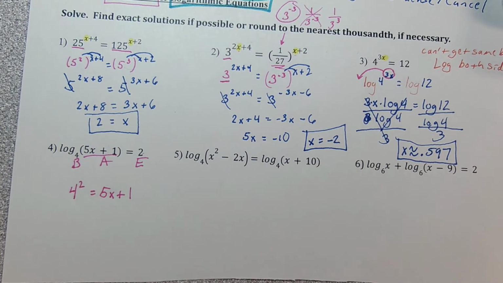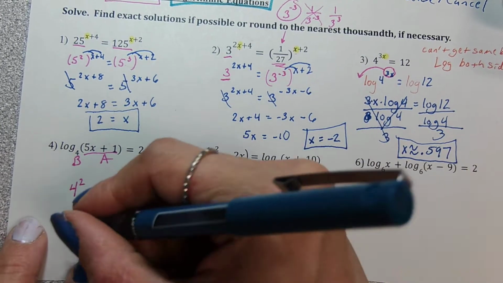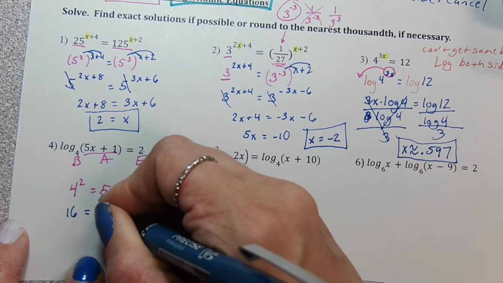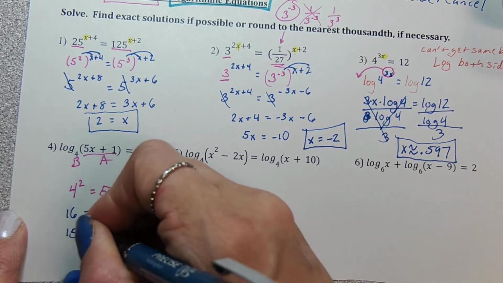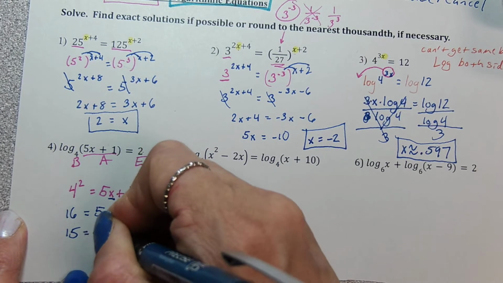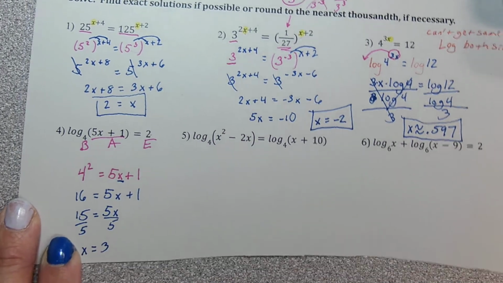And look at what that's done for us. No more log, and now I just have this nice ground level equation where I want to try to isolate x. So I get 16 equals 5x plus 1. Subtract the 1 and we get 15 equals 5x. Divide by 5. And x equals 3.